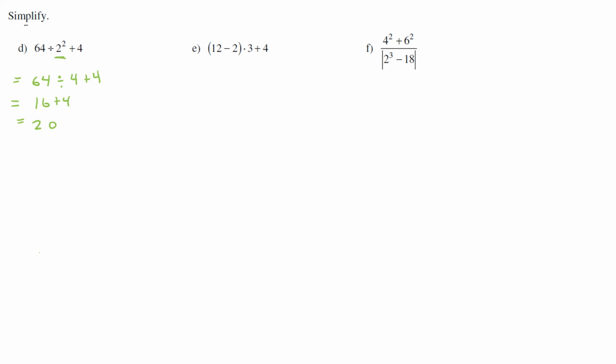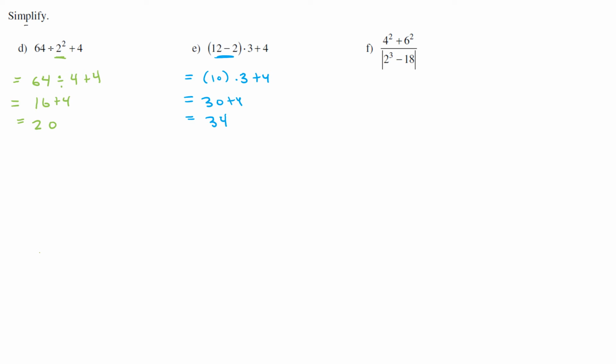All right, and moving right along, next example here. Inside our parentheses is going to happen first. So this is going to be 10 times 3 plus 4. Then our multiplication comes next. So this gives us 30 plus 4, and then 34.